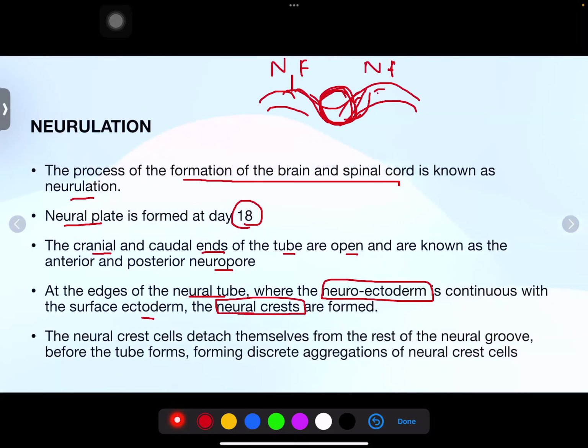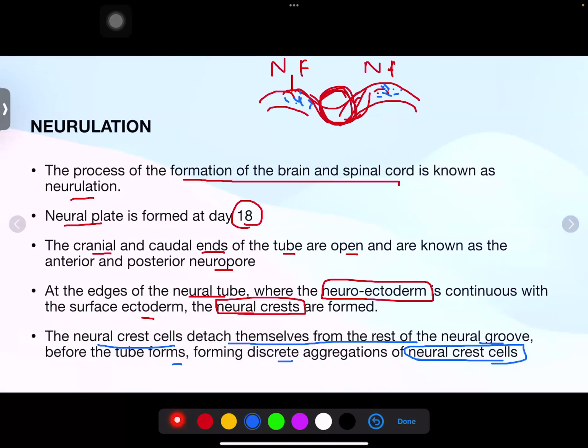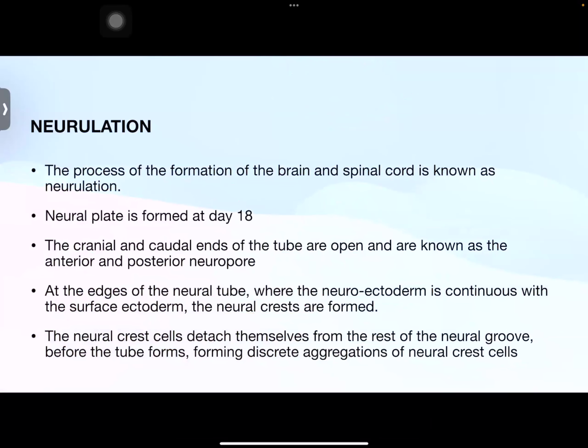And here are the edges, the neural crest cells. So basically these neural crest cells detach themselves from the rest of the neural tube as it forms, and they form discrete aggregations of neural crest cells. Now the neural crest cells also develop a few structures. So the brain and spinal cord would be formed from the neural tube.